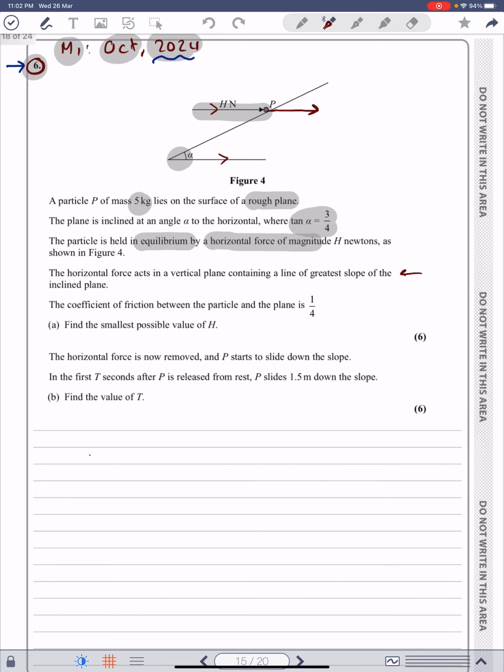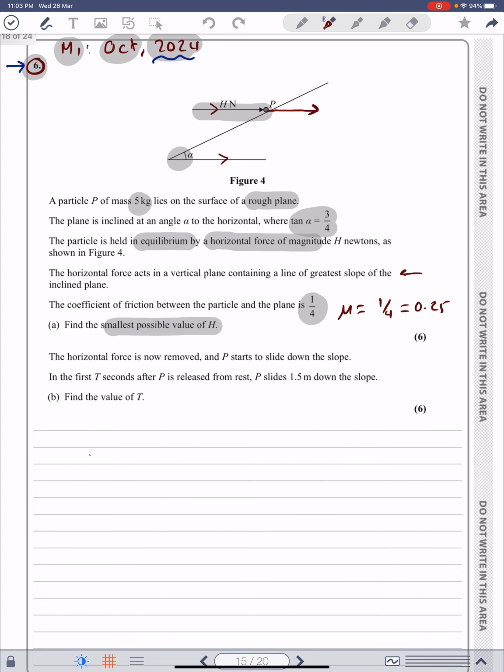The coefficient of friction between the particle and the plane, mu, is 1/4 or 0.25. In part A, find the smallest possible value of H. Easy part, but we have to understand.